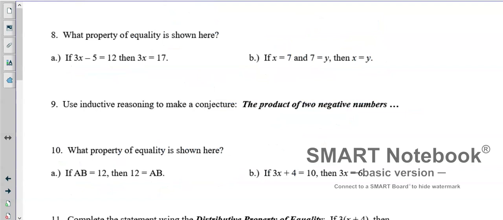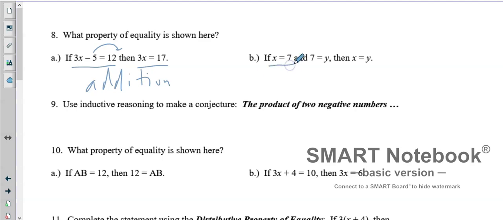All right, what property is shown here? I would put all of the properties on a cheat sheet if I had one. Now, do you have to waste space on a cheat sheet writing addition, subtraction, multiplication, division? I would hope not. I would hope these are kind of obvious ones. So if you look at these two, what changed between here and here? Well, obviously I added 5 to get 17. So this is the addition property. Now, technically it's the addition property of equality. I'm fine with you just writing addition.